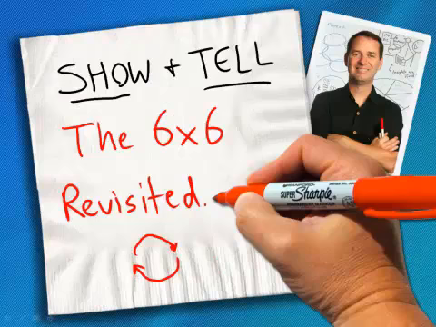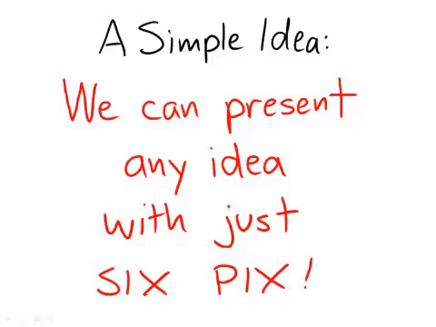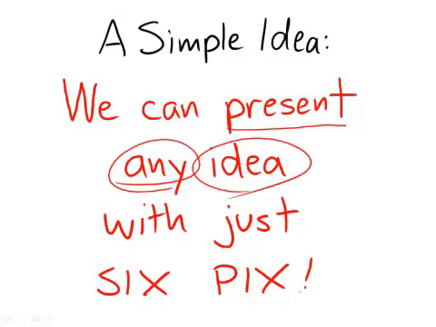New lesson. Today, we're going to be talking about the 6x6 rule revisited. The simple idea is we can present any idea with just 6 pictures, and the way we're going to talk about those pictures is putting them into kind of a pizza pie, and we're going to go around 1, 2, 3, 4, 5, 6, and we will communicate anything with just our 6 simple pictures.